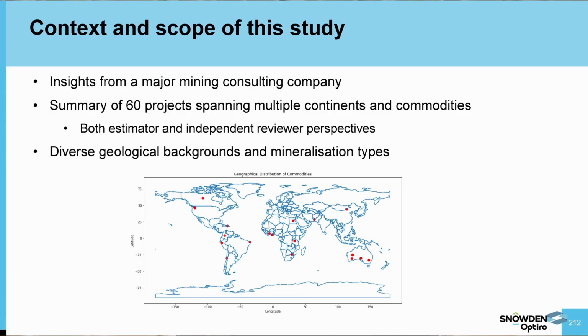So, a glance at the context of this study. This study is based on 60 projects, including all the commodity types and mineralization types, all over the world. I've done those projects from both the estimator and the independent reviewer perspectives. So I think that is a very representative sample to talk about this topic. Each of the red dots represents more than one project, and I've slightly offset the locations on purpose, just in case you find, oh, that's the project we're talking about. So please don't do that.